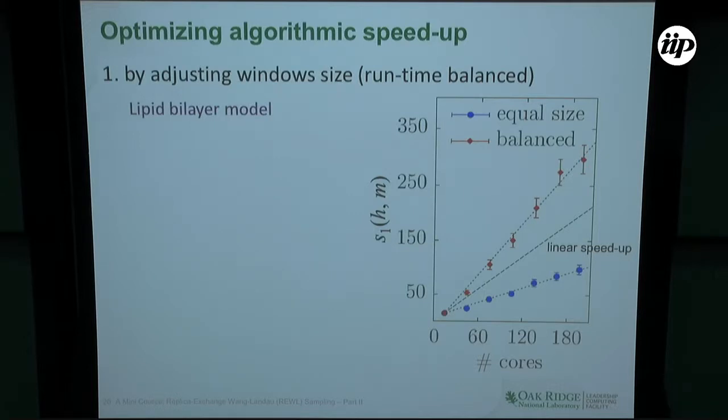So here are some measures that we took, and we have several ways to optimize the algorithmic speed up. The first, which I have already mentioned, is that we have to adjust the window size carefully. One way we did this was that if the windows finish the iteration roughly at the same time, then we take that energy range. These are already shown. It's work measured by the lipid bilayer model. So what we did was basically this scheme.